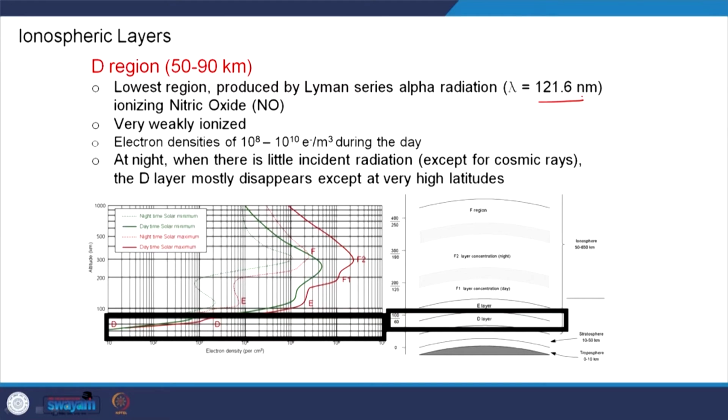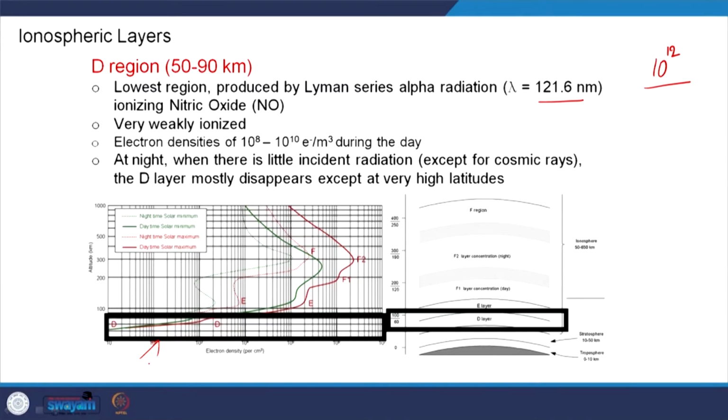That means the electron densities are considerably small in comparison to the peak electron densities that you can find in the ionosphere. Electron densities are typically of the order of 10 to the power of 8 to 10 to the power of 10 electrons per meter cube during the daytime. Always remember this 10 to the power of 12 number: it is the peak electron density that you can find in the ionosphere, in the F region in the daytime. Okay. You see here the bottommost layer is highlighted with this box.